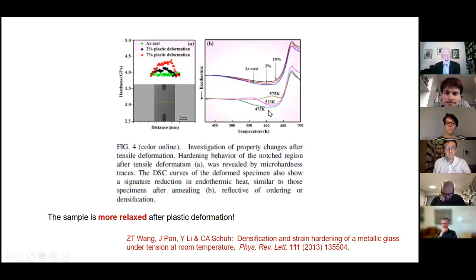And you can measure that in the stored energy. So this is a case where the sample is more relaxed after plastic deformation. So the opposite of the normal effect. It gives us, however, some sense of the importance of that hydrostatic component. So that's what we pick up next.